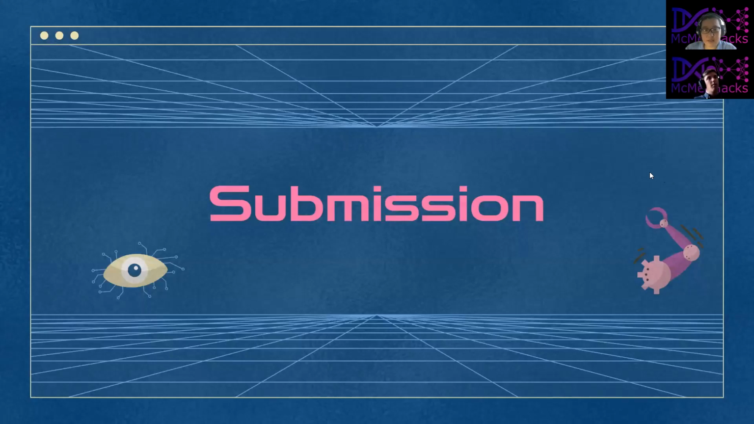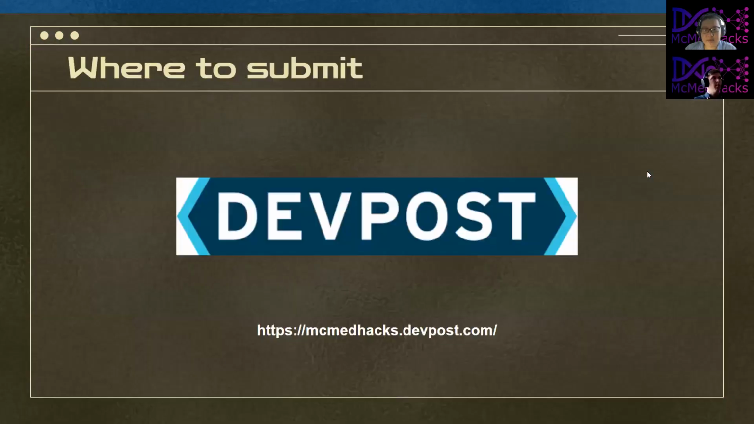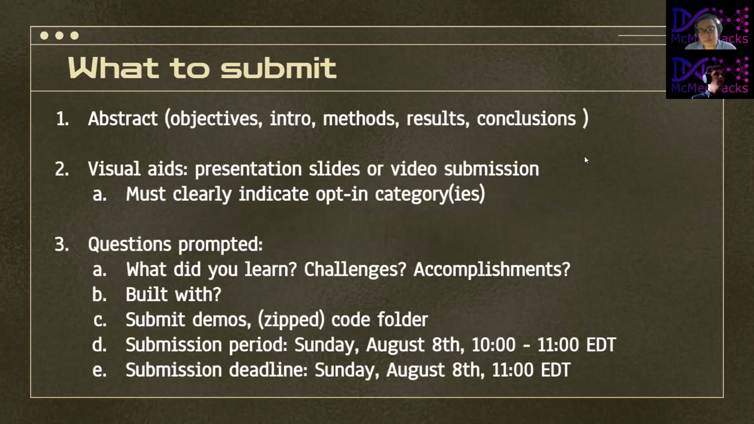Then we get to the next point, which is submission. What's going to happen when you submit? Everything is submitted on DevPost. There will be a button when you go to our McMedHacks DevPost page that just says start a submission. You click on that, and then it will walk you through step by step what you need to submit. If you have any trouble with it, you can ask either a mentor or us at the help desk or in the Discord channel. There's always going to be help. It should be self-explanatory though.